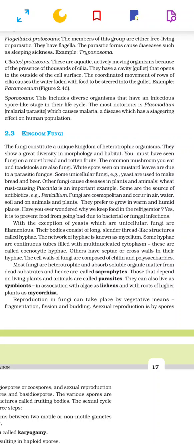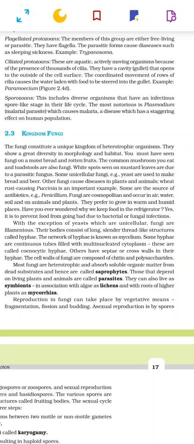Some hyphae are continuous tubes filled with multinucleated cytoplasm. These are called cenocytic hyphae. Others have septae or cross walls in their hyphae. The cell walls of fungi are composed of chitin and polysaccharides.